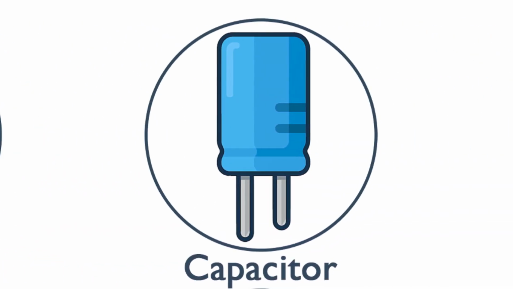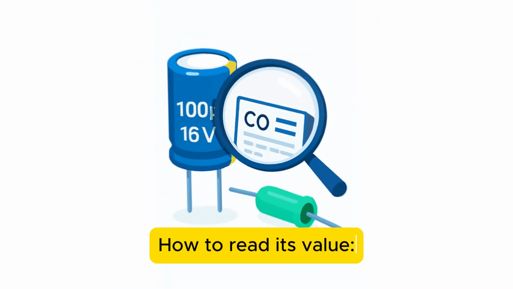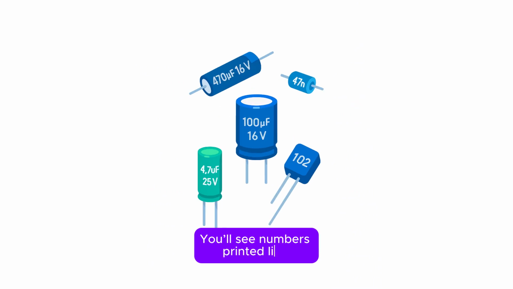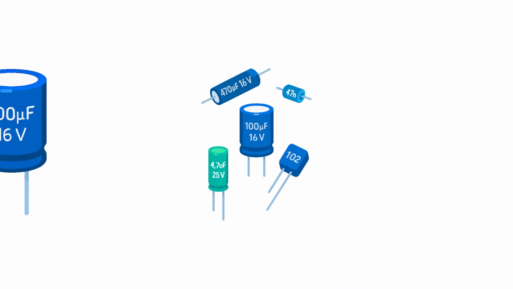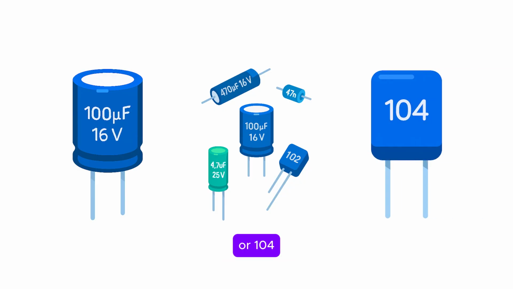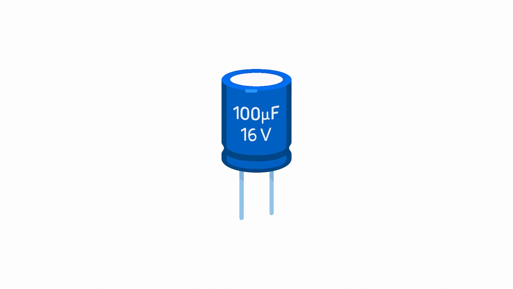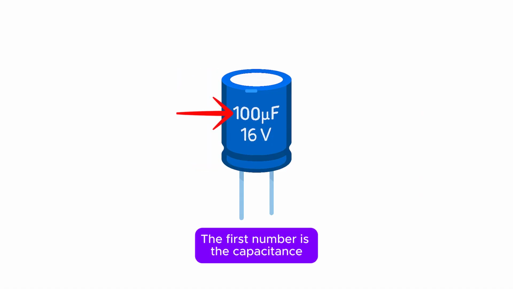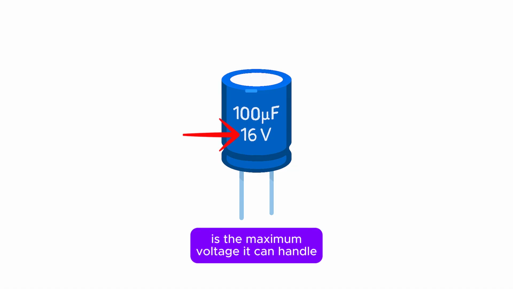2. Capacitor. How to read its value? You'll see numbers printed like 100 microfarads, 16 volts, or 104. The first number is the capacitance, how much charge it can store. The second number, like 16 volts, is the maximum voltage it can handle.